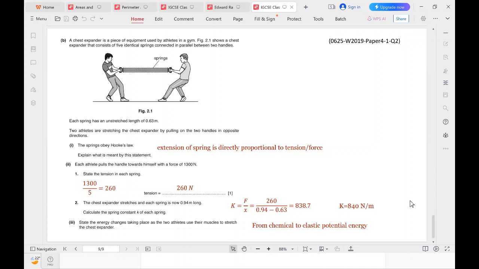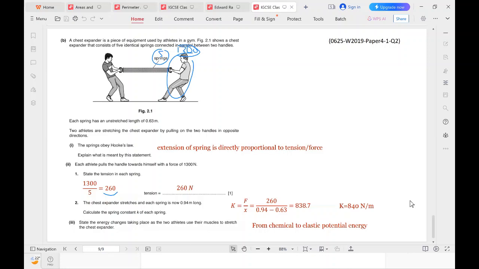In part i, we're told each athlete pulls the handle towards himself with a force of 1300. State the tension in each spring. So the force is 1300, and we have 5 springs. The force that this man is pulling with is 1300, and you have 5 springs here, so the force is divided onto the 5 springs. So each spring has a tension of 1300 over 5, which is 260.